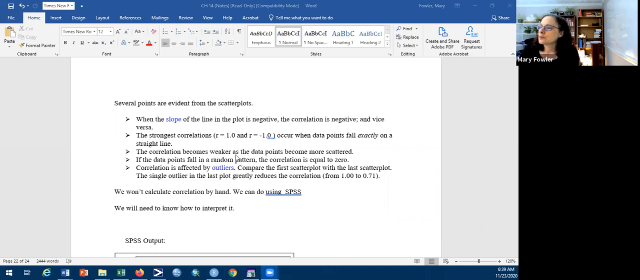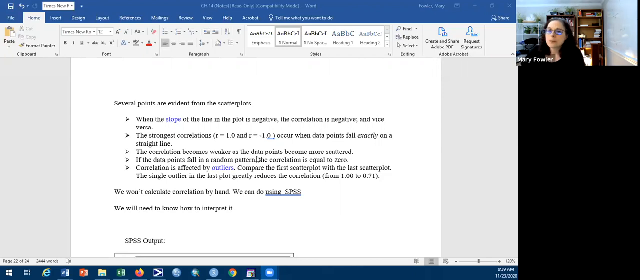The correlation becomes weaker as the data points become more scattered. And if the data points are random, if the data points are cloud-like, then the linear correlation coefficient is equal to or close to 0. And correlation can be affected by outliers.